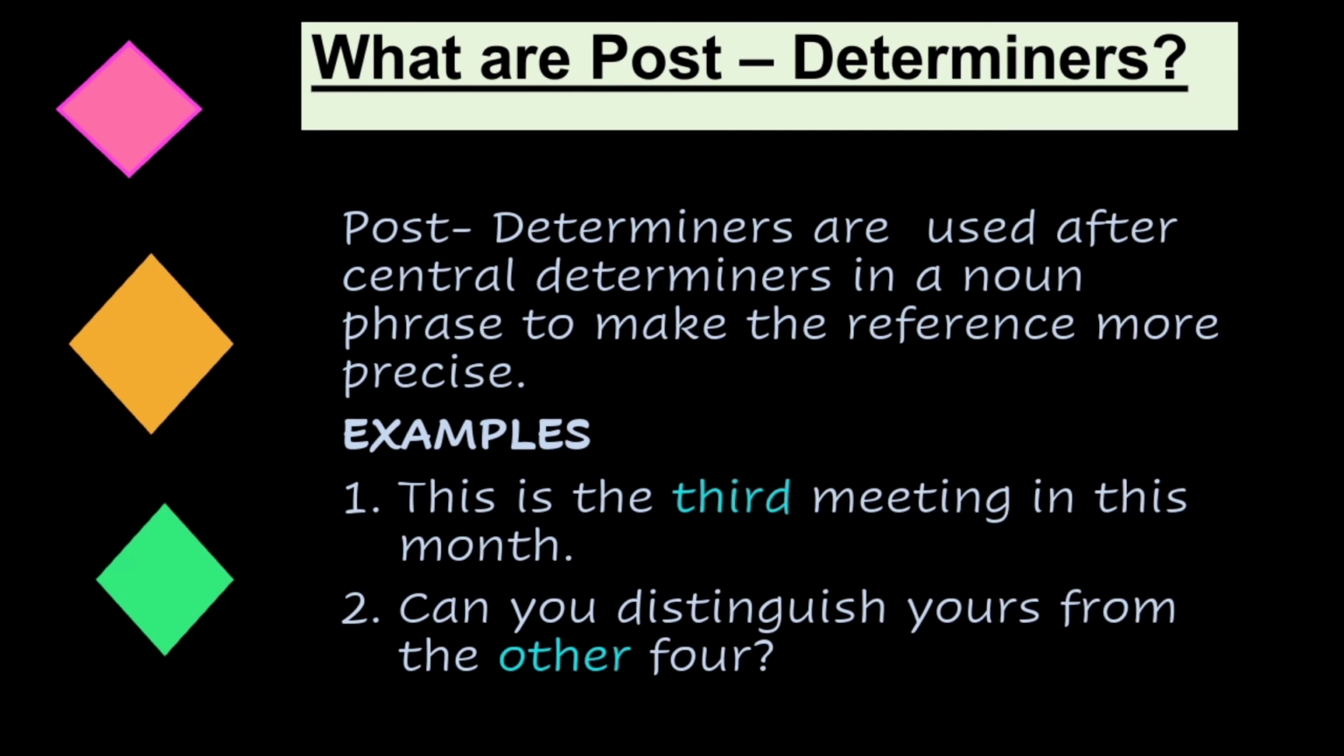Now we come to what are post determiners. Post determiners are used after the central determiners in a noun phrase to make the reference more precise. This is the third meeting in this month. So you see here the article the is there, and after the article the we have used another determiner, third. So third is the post determiner. Similarly, in the second sentence, can you distinguish yours from the other four? After the article the, we are again finding another determiner, that is other. So other is a post determiner since it is coming after the central determiner the.